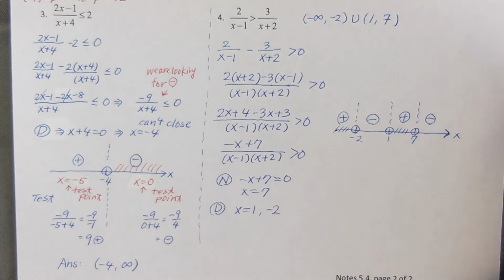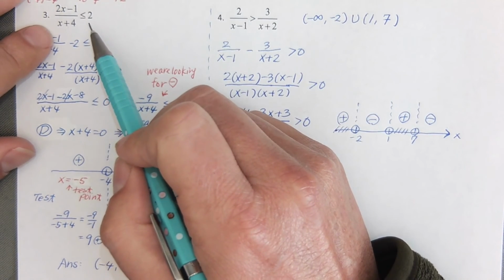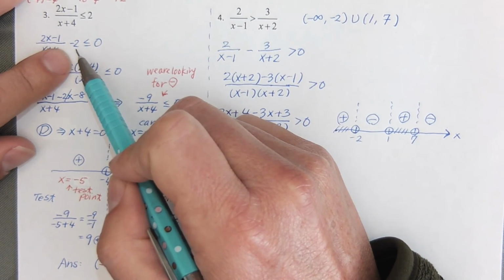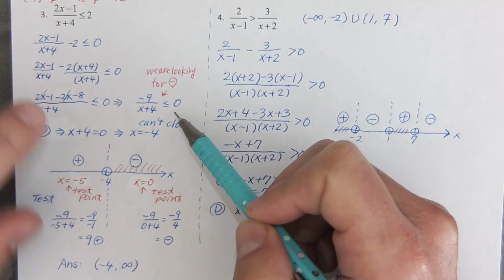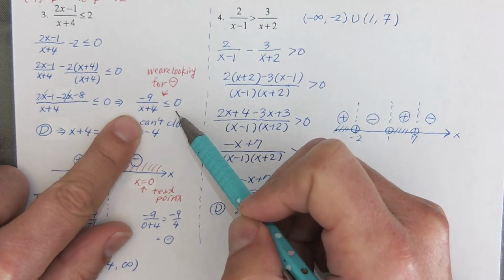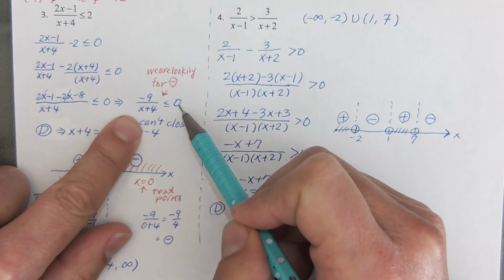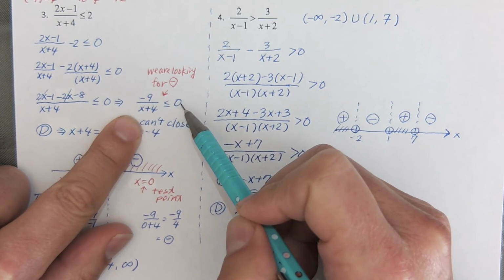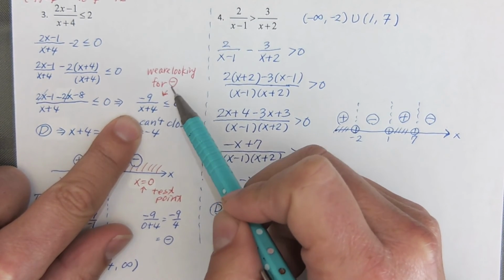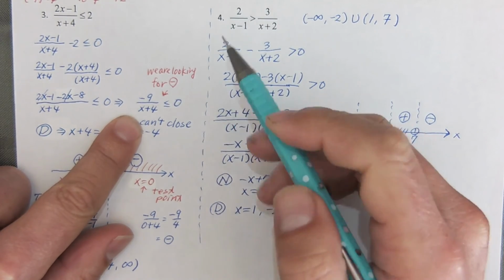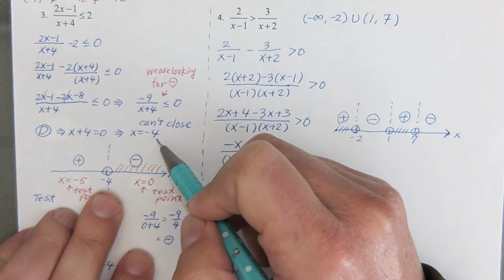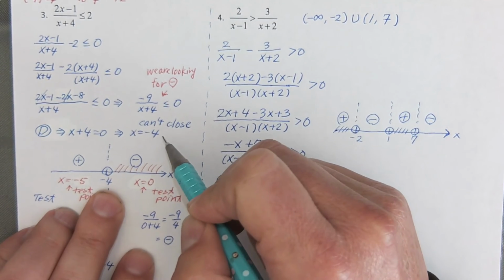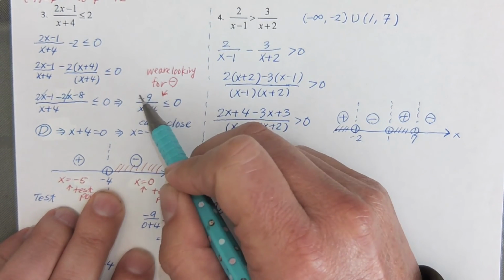Here we are. So for number 3, notice we don't have our 0. So what I have to do is subtract that 2 over, get a common denominator, and crank it all out into a single display. So now we have a rational with a 0 on one side, which is really what we need. Less than or equal to means we're looking for negatives. And we only have one critical value. That's going to be -4. And once again, x will never equal -4 no matter what. We have no zeros in this case.